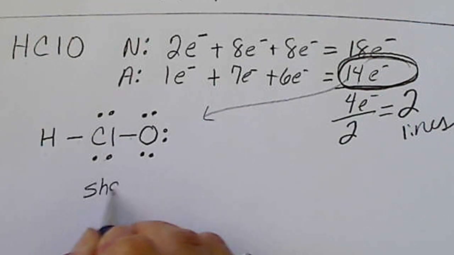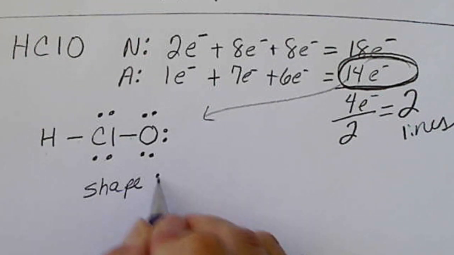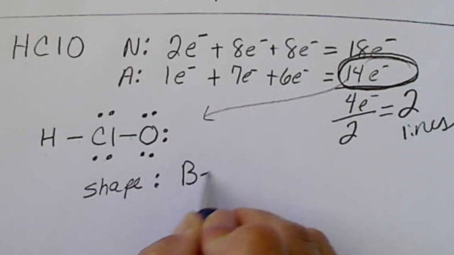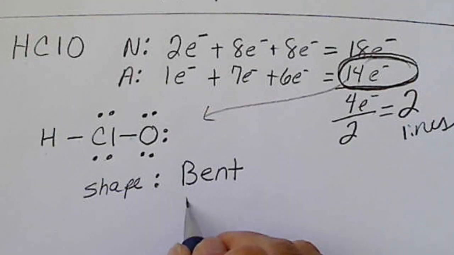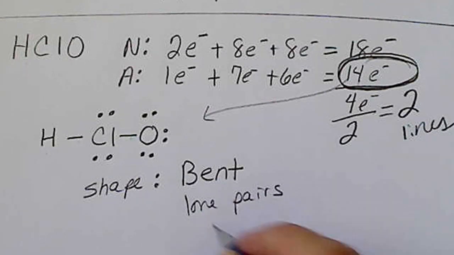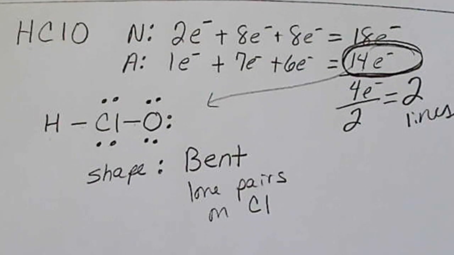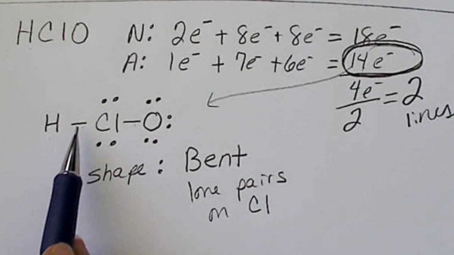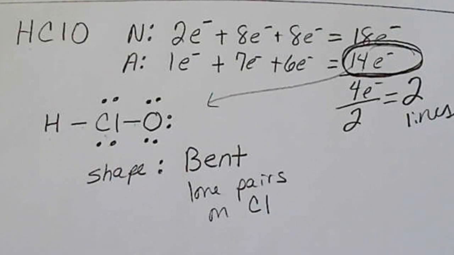The shape, even though we've drawn the shape linear, this shape is going to be bent because there are lone pairs on the central atom. So we may have drawn it linear, but what makes something linear is that there are no lone pairs on the central atom.